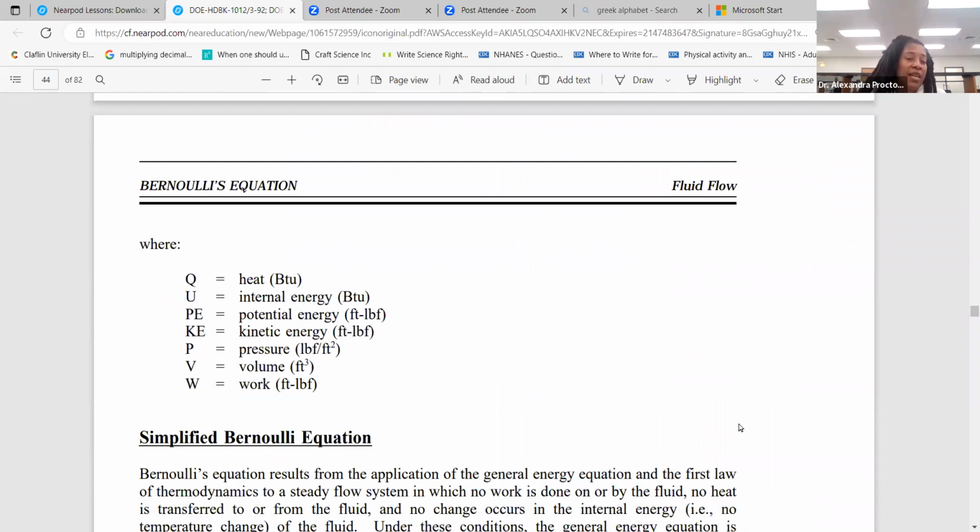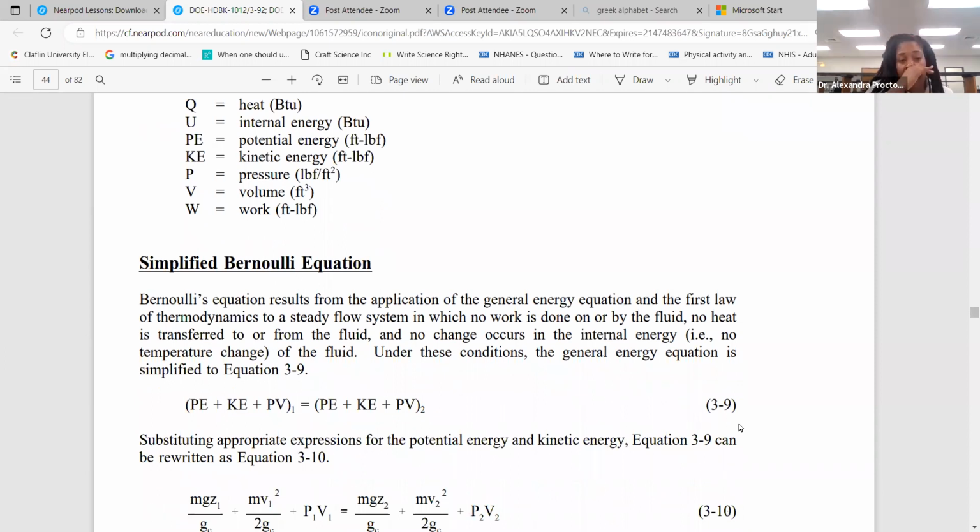So Q is equal to heat in BTU. U is internal energy in BTU. PE is potential energy in foot-pound force. KE is kinetic energy in foot-pound force. P is pressure in pound force per foot squared. V is volume, which is in cubic feet, and work is foot-pound force.